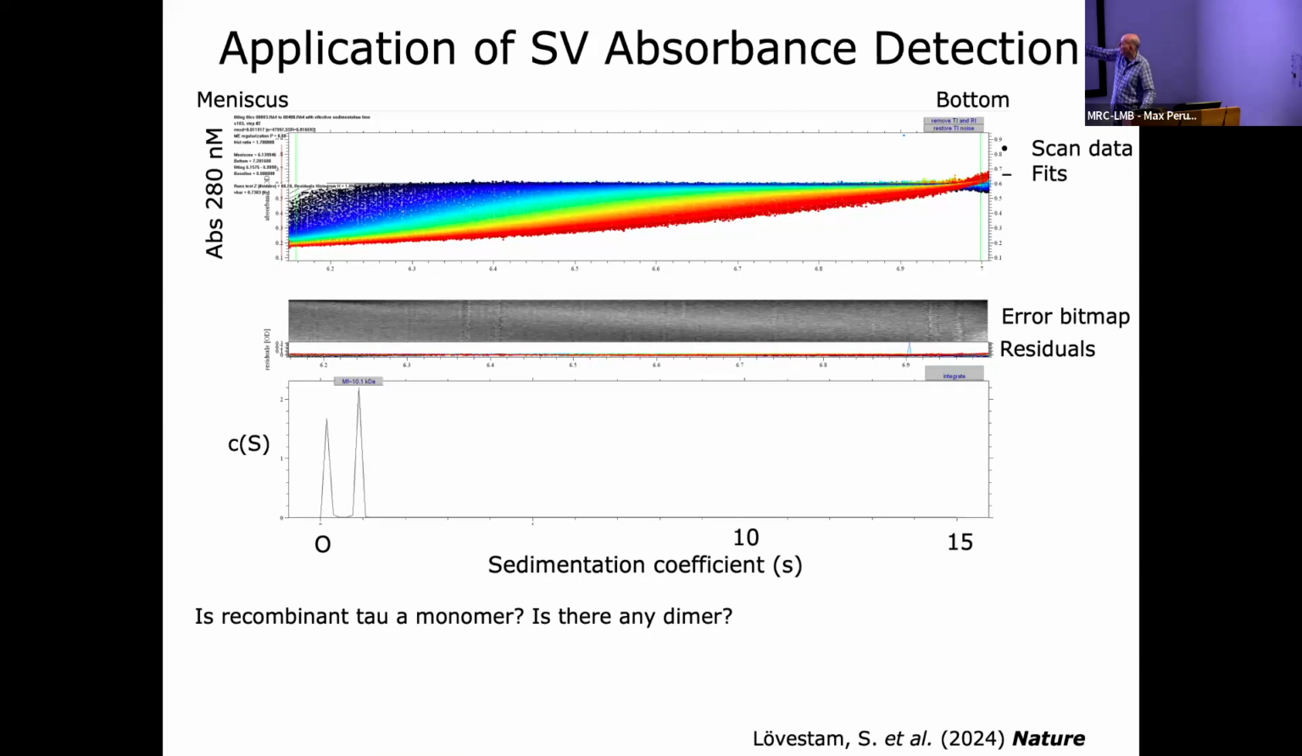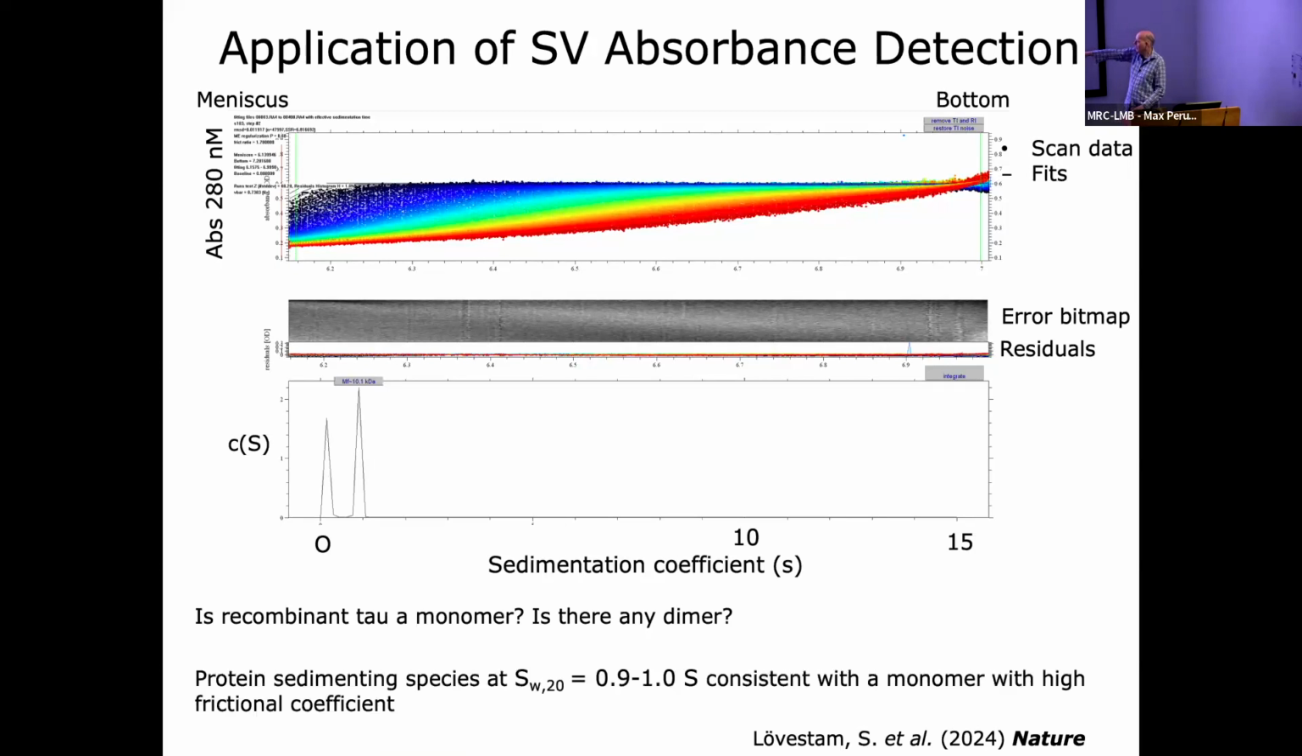And can we see any dimer? Well, the protein was sedimenting at 0.9 to 1, and that was consistent with a monomer of about 10 kilodaltons with a very high frictional coefficient. If you have a very high frictional coefficient, it means that something's really extended. So you think that it's going to have to push through all the buffer and get lots of friction, and so it will sediment at a much smaller S value compared to if it was compact. So it'll sediment like it's a much smaller molecule.